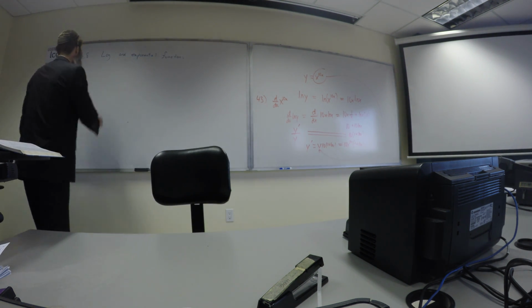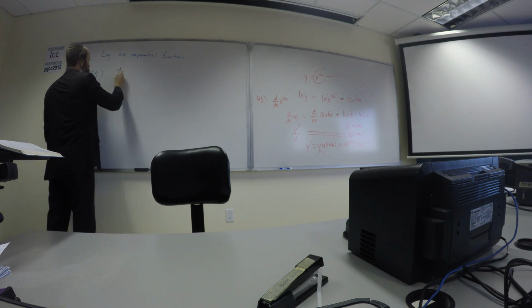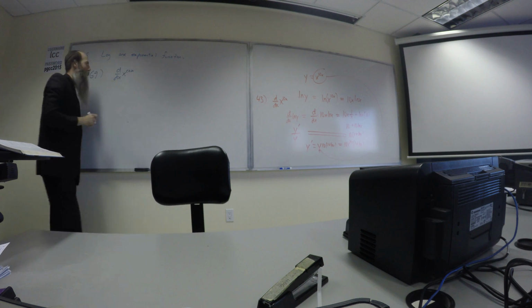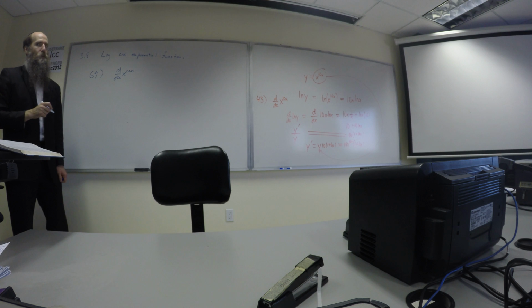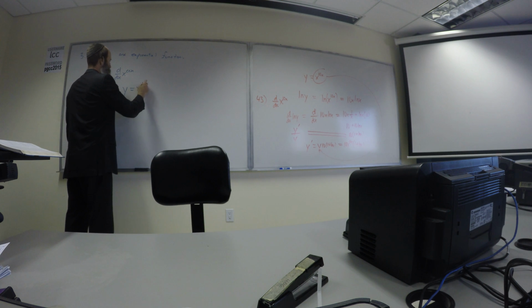x to the cos x. This should be very similar. So I want to find d/dx of x to the cos x. Again, since both the exponent and base are variable, it's time to use logarithmic differentiation. So I'll make it clear this time. We'll start with y equals x to the cos x.